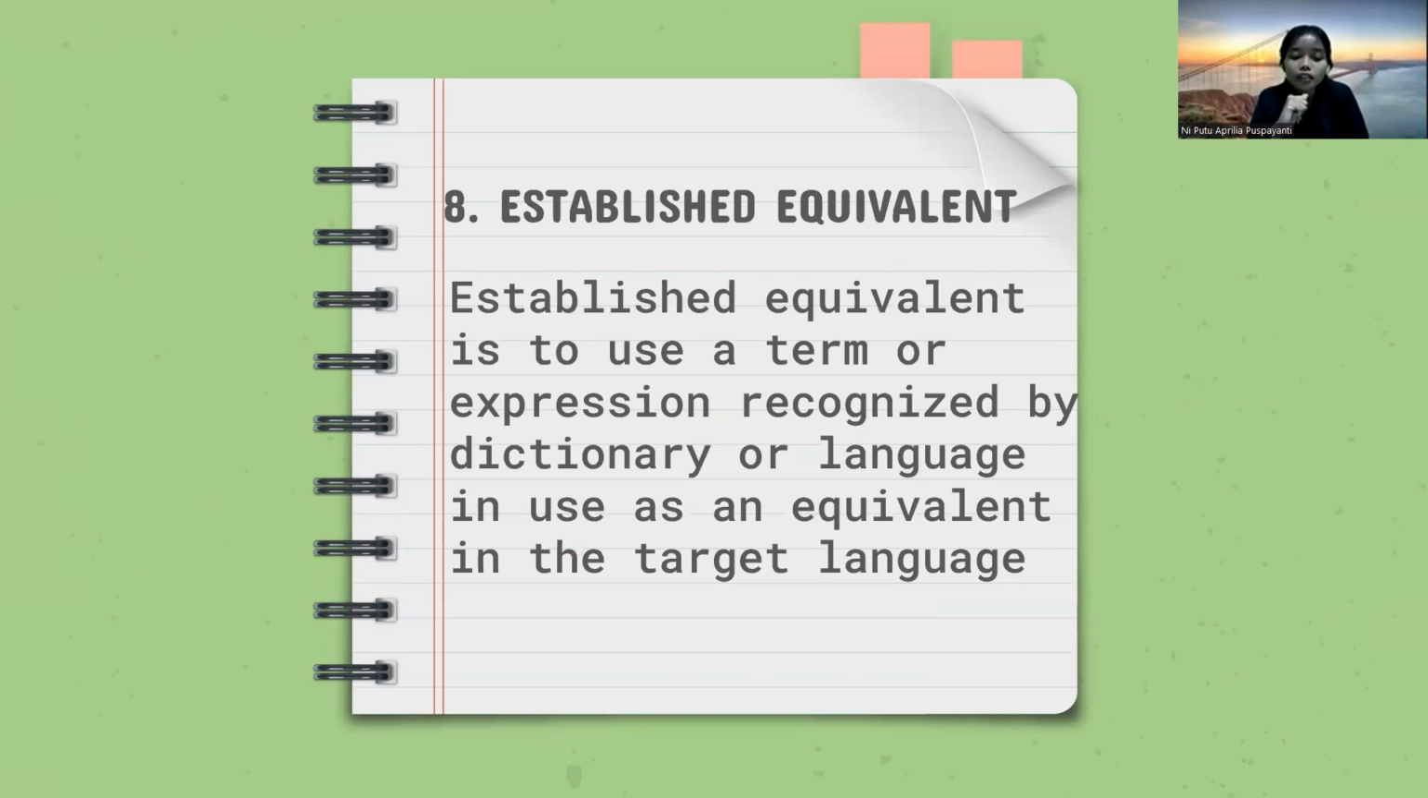Okay, the last one. I will explain about established equivalent. As you can see on the slide, established equivalent is to use a term or expression recognized by a dictionary or language in use as an equivalent in the target language. Or established equivalent is a translation technique for the same situation using a completely different phrase. It aims to make the word to be translated understandable to the reader and certainly does not lose the meaning of a word or sentence in a translated text. Next slide, please.